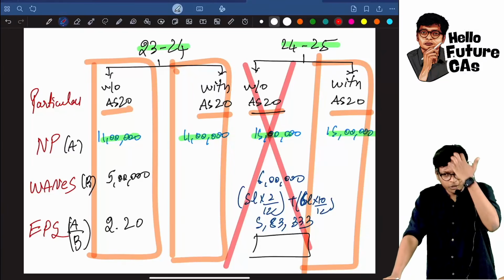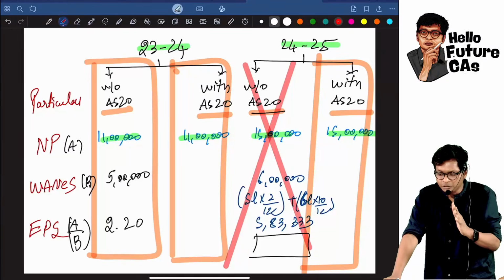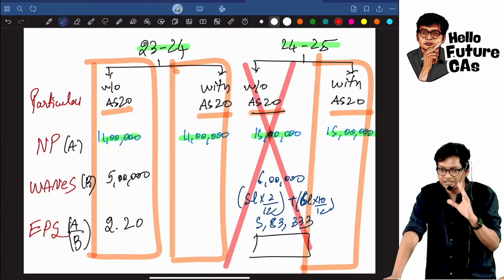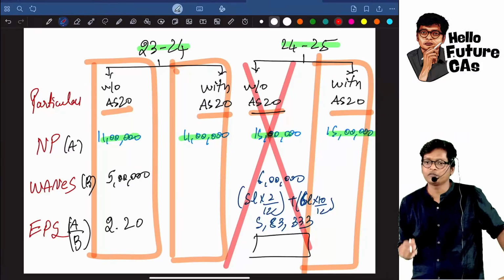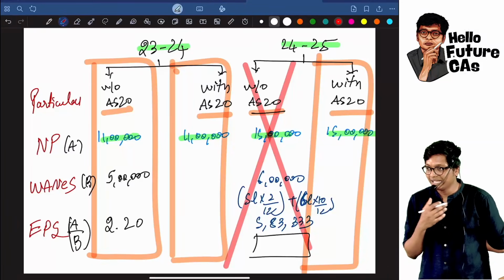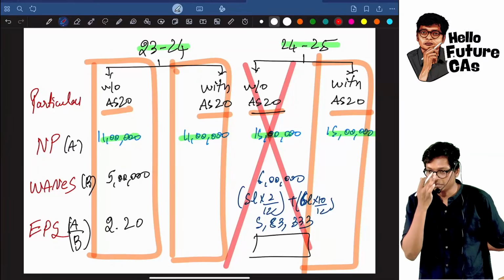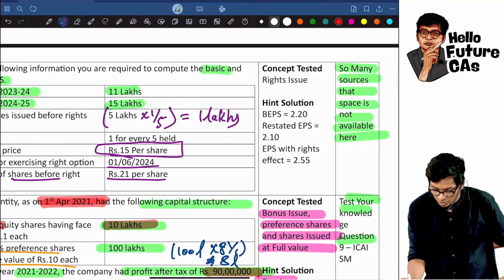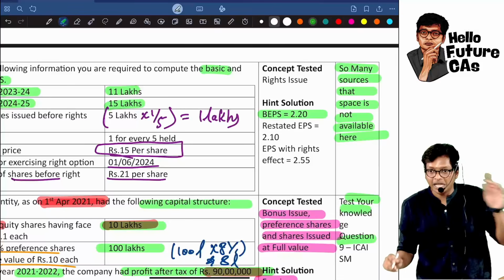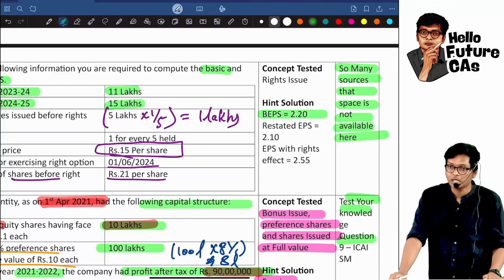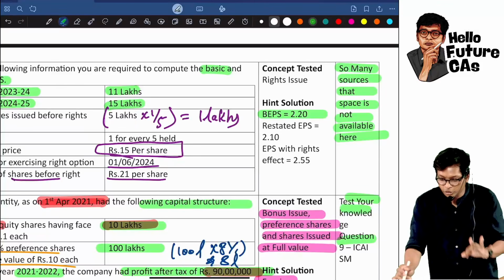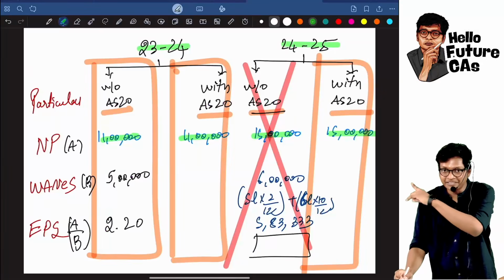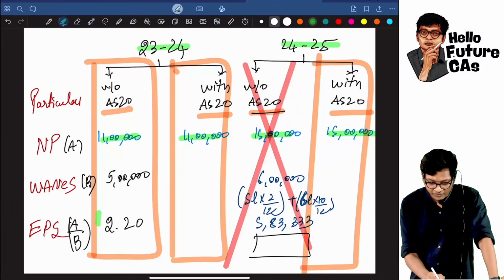If you want, you can do it in the exam, guys, but marks will come only for the three things which I put in boxes. Already one box is done, which is 2.20. That only should be the answer over here. Look at this, basic EPS last year is 2.20. Are you understanding? Clear? You need to show 3 answers in the exam, the 3 which I have highlighted. So the first one is done.